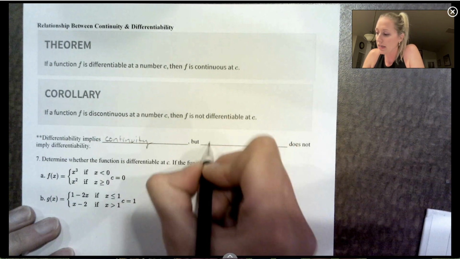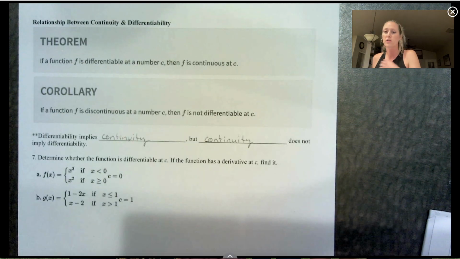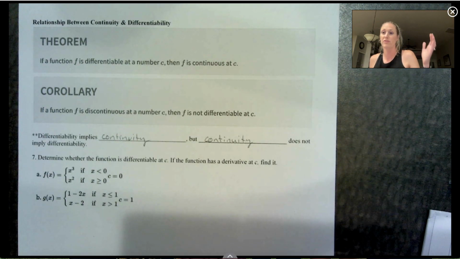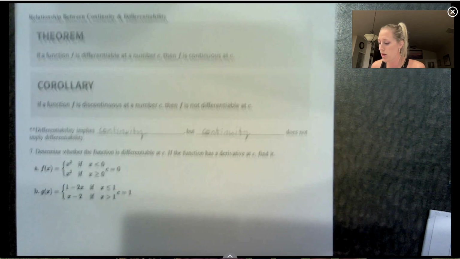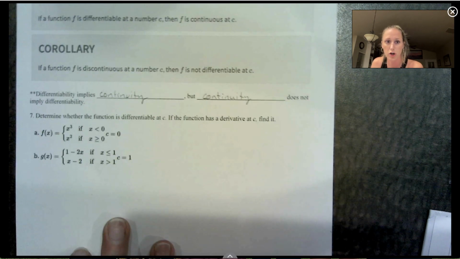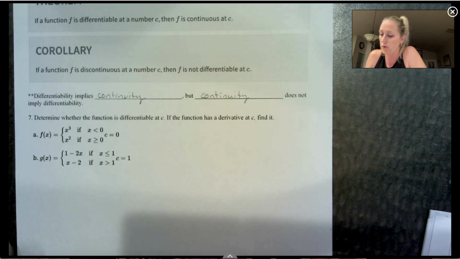But continuity does not imply differentiability. That's because we just saw 3 examples of continuous functions that had points that were not differentiable: the corner, the cusp, or the vertical tangent line. All right, so we're going to determine whether the function is differentiable at c, and then find the derivative if it has one. Okay, so let's start with A.